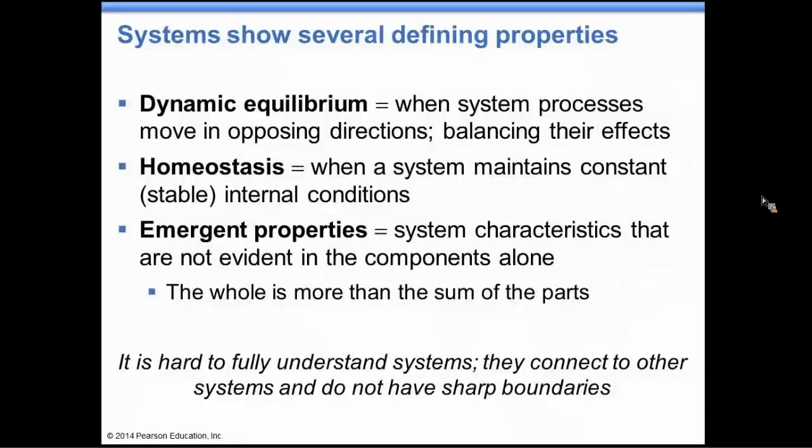So systems show several defining properties. In a system stabilized by negative feedback, when processes move in opposing directions at equivalent rates so that their effects balance out, they're said to be in dynamic equilibrium. Processes in dynamic equilibrium can contribute to homeostasis, the tendency of a system to maintain constant or stable internal conditions. It is difficult to understand systems fully just by focusing on their individual components, because systems can show emergent properties, characteristics not evident in the components alone. The whole is not the sum of the parts.